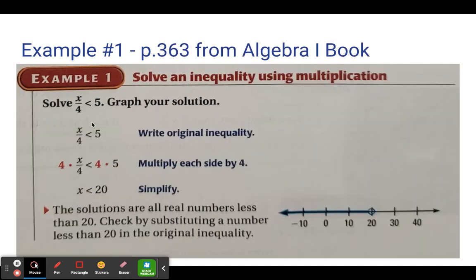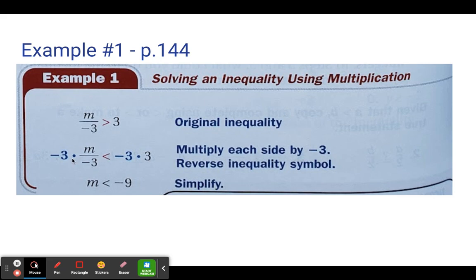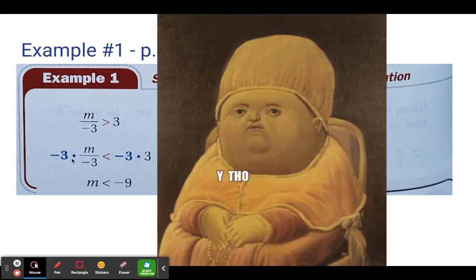We did not do it here when multiplying by a positive, but we did do it here by multiplying by a negative. I know you guys may be asking, but why though? I know, it's a little confusing, but let's do an experiment. Let's see if this convinces you.